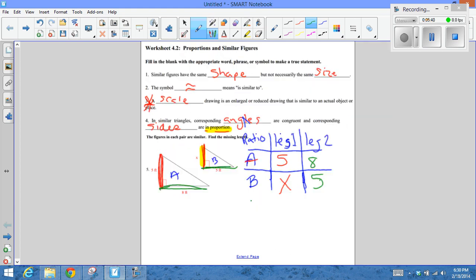Now, once I have all of this in my box, I can use this to help me set up my proportion. So I have 5 over X is equal to 8 over 5. And now to solve a proportion, we cross multiply. So X times 8 is 8X, and 5 times 5 is 25. Divide both sides by 8. And 25 divided by 8.